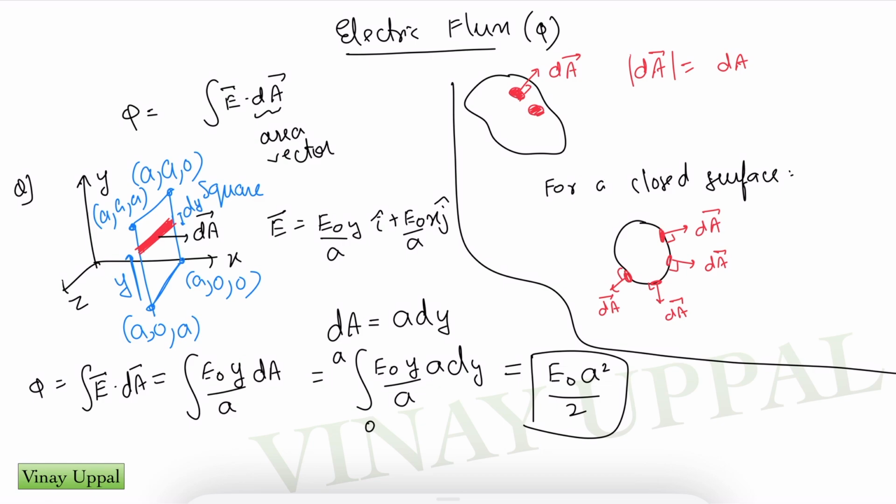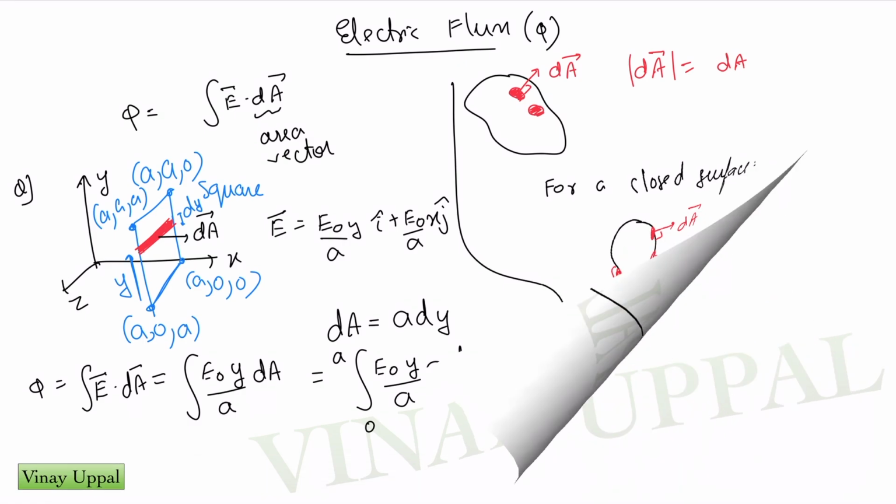So I hope you've understood how we considered the element and how we took the dot product between the electric field and the area vector in order to calculate the electric flux.